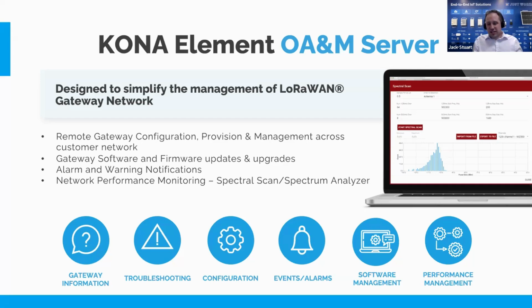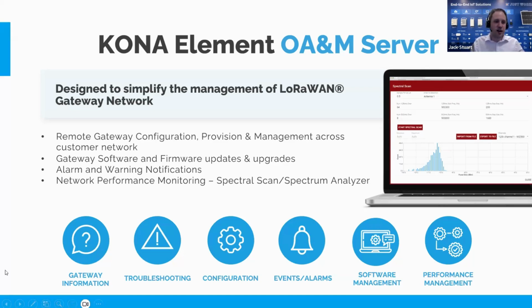A single site visit to repair or troubleshoot a gateway is going to cost way more than you ever paid for the gateway in the first place. So having the ability to monitor and manage your gateway completely remotely is absolutely essential to ensuring that you're operating a cost-effective LoRaWAN network.